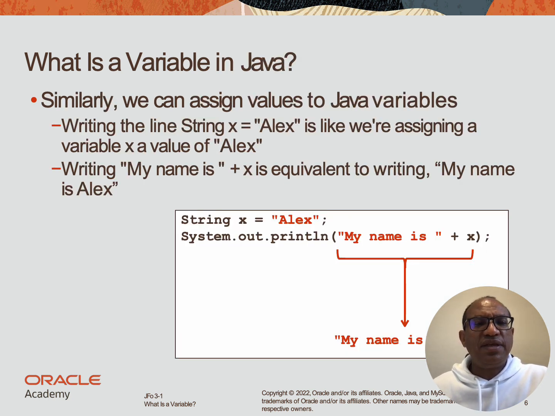In Java, variables work in a similar way. We can assign a value to a variable like String x equals, in double quotation, "Alex". Then we use that variable throughout our code, for example, in print statements.